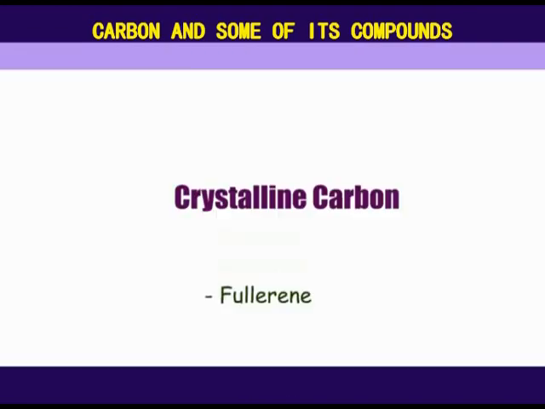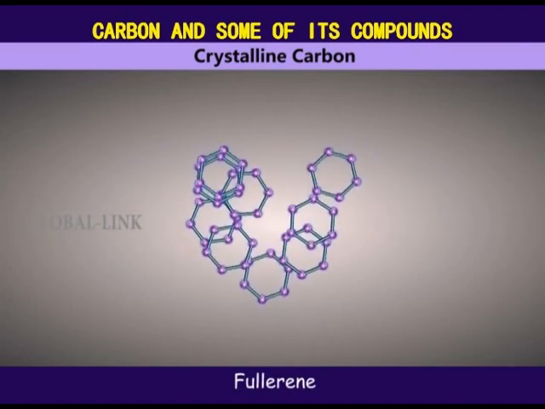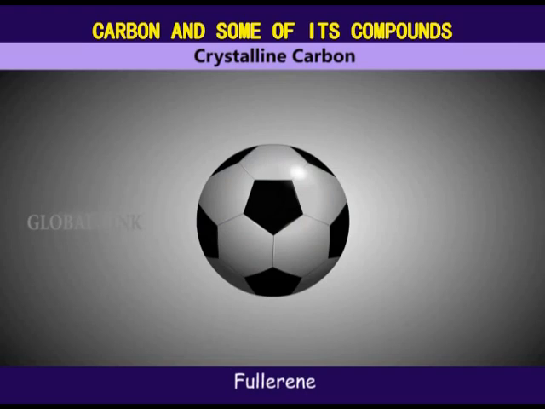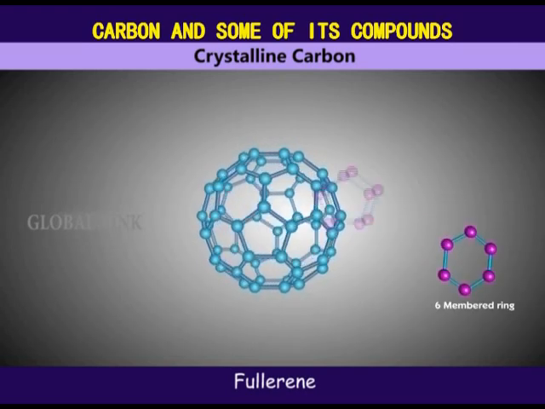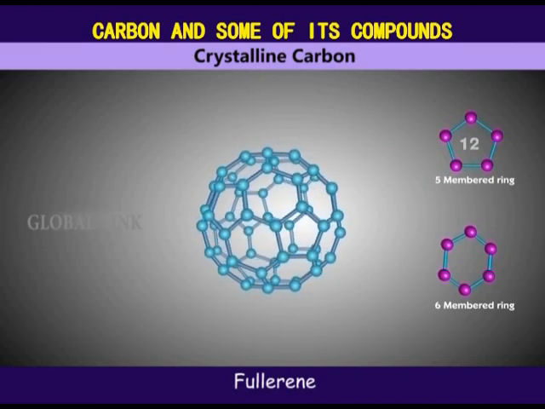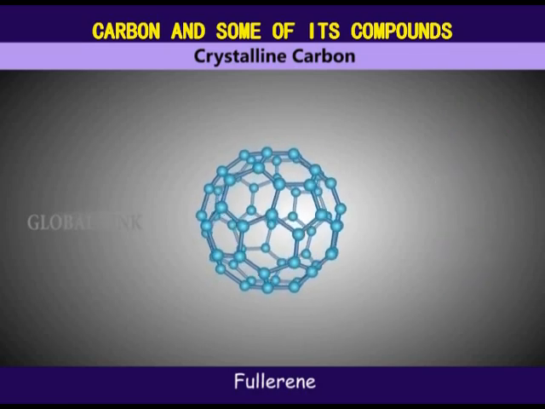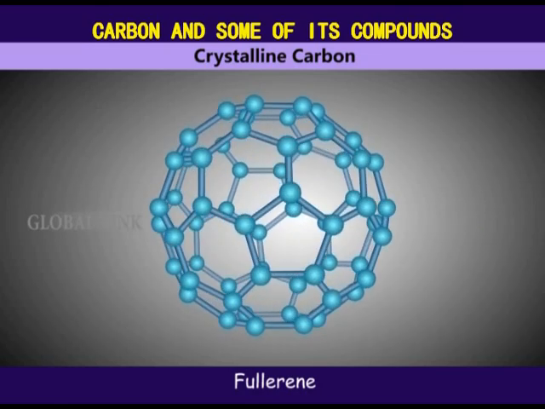Fullerene. Chemically, fullerenes are formed by chemical combinations of a large number of carbon atoms. The first one to be identified was C60. Fullerenes are often called buckyballs. The shape of fullerene resembles that of a soccer ball, with both 6-member and 5-member rings. There are 12 5-member rings and 20 6-member rings. In fullerene, all the carbon atoms are found to be equivalent and are connected by both single and double bonds.